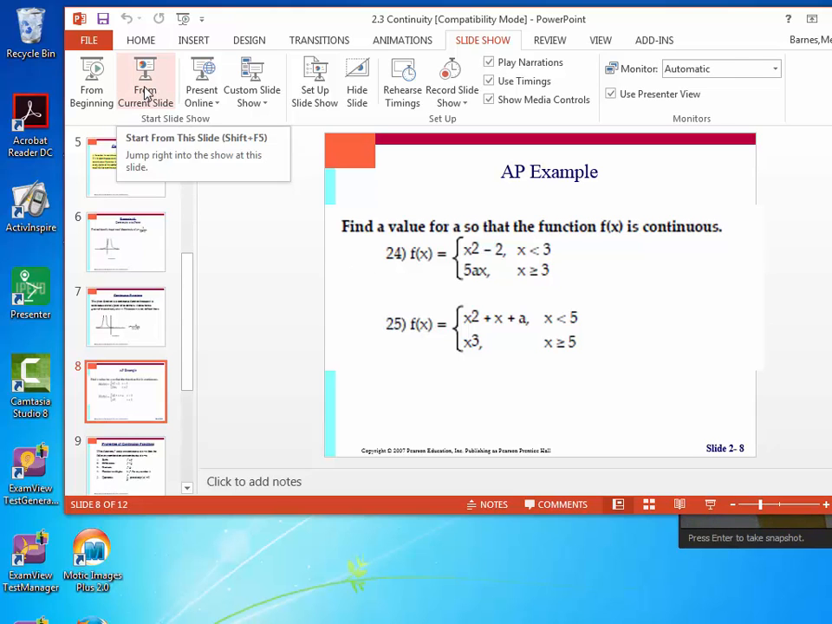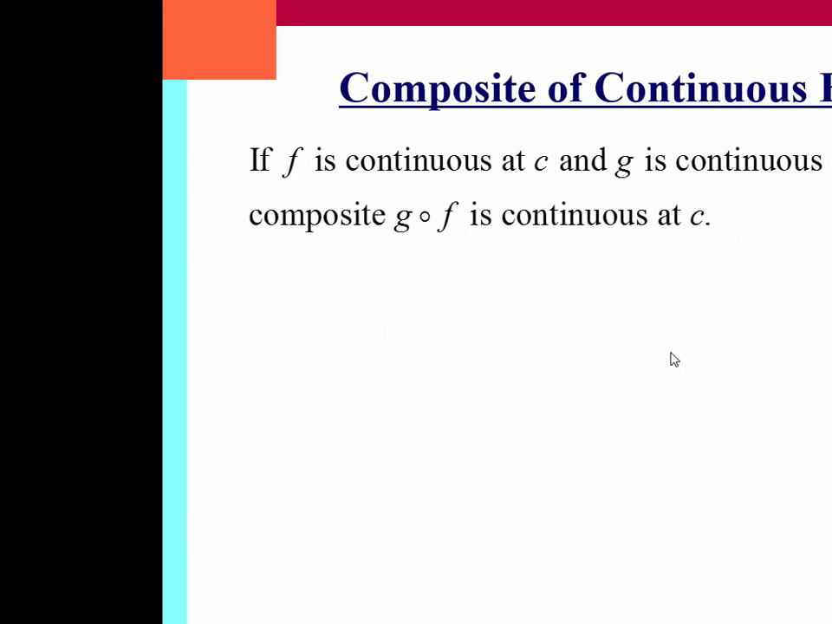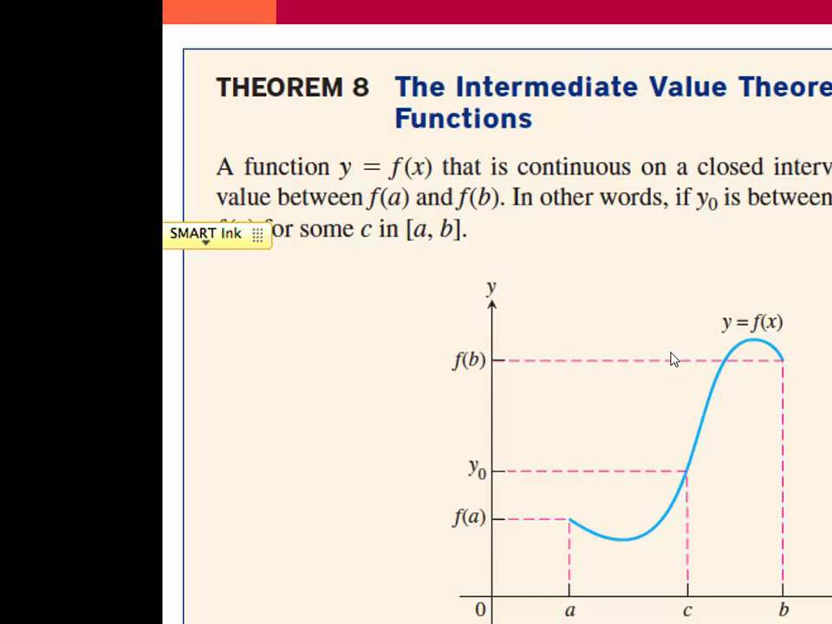Back to the slideshow. These are just some rules. The sum of two continuous functions is continuous. The difference of continuous functions is continuous. If f is continuous at c and g is continuous at f of c, then the composite g of f is continuous at c. Okay, this is a really important theorem, the intermediate value theorem.